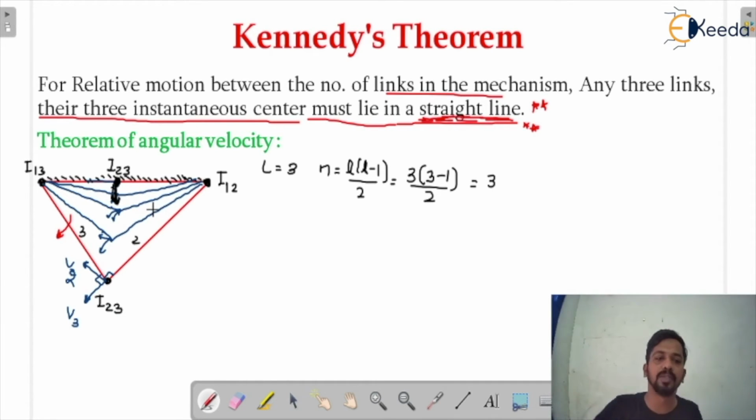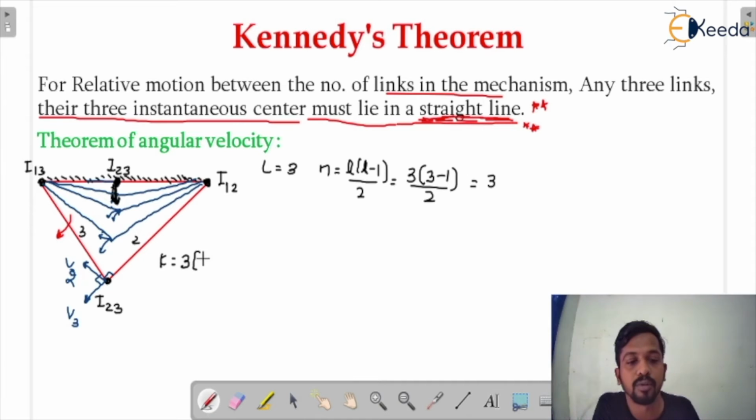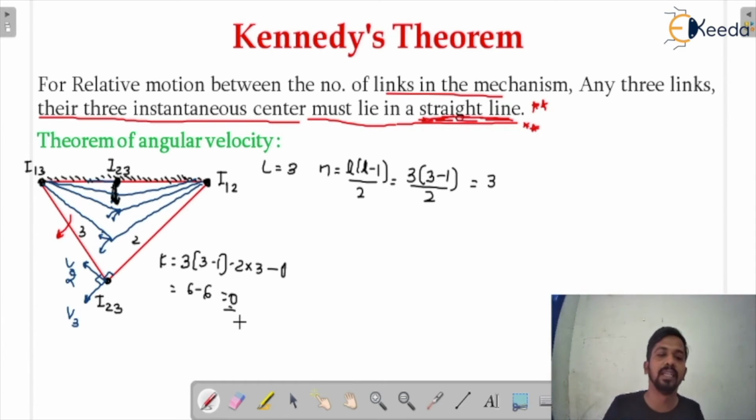So this is what Kennedy's theorem says for the relative motions between the number of links. Since in the mechanism of three links, is there any relative motion possible? No, because it is a frame. When you find the degree of freedom, there are three links: (3 minus 1) minus 2 multiplied by 3, minus 0, because there are no higher pairs. We use the degree of freedom formula, also known as the Grübler equation. When you finally work this out, you get 0 degrees of freedom. 0 degrees of freedom means there is no relative motion between the links. This is basically a frame.